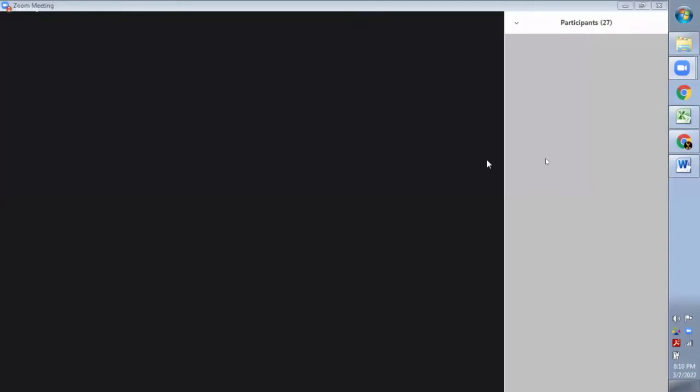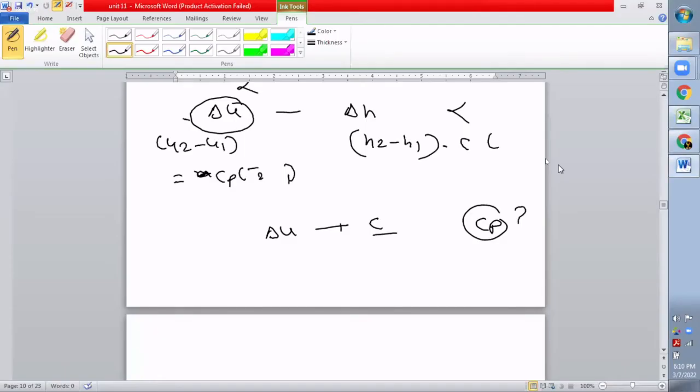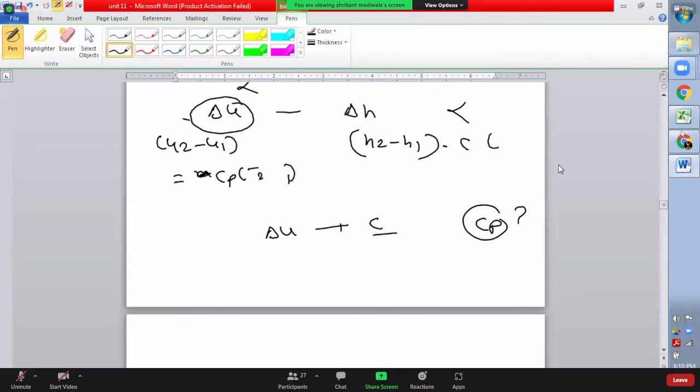Yes, but which law basically gives us this particular input? Which law? First law. Other than that, not the first law.